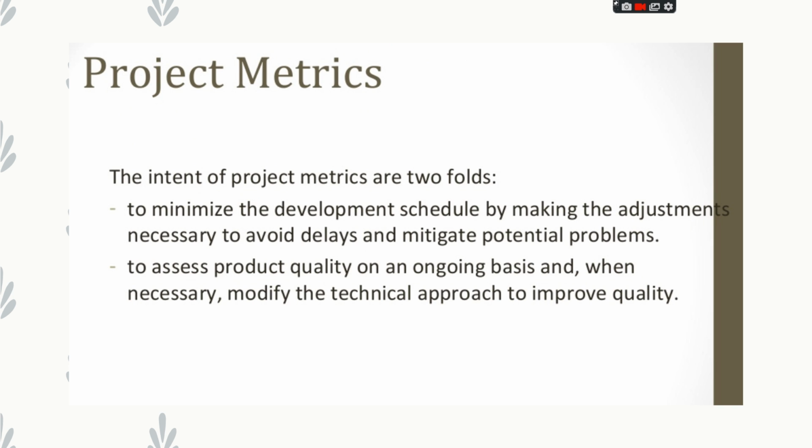The intent of project metrics is twofold. There are two intentions of making project metrics. First, to minimize the development schedule by making the adjustments necessary to avoid delays and mitigate potential problems. So as to lessen the development schedule, adjustments are made so that delays are avoided and potential problems are coped with. Second, to assess product quality on an ongoing basis and, when necessary, modify the technical approach to improve quality. So, timely assess the product quality every day and also modify the technical approach in order to improve the quality.